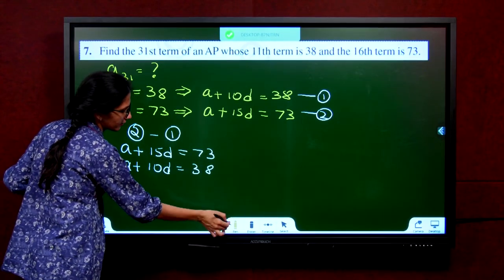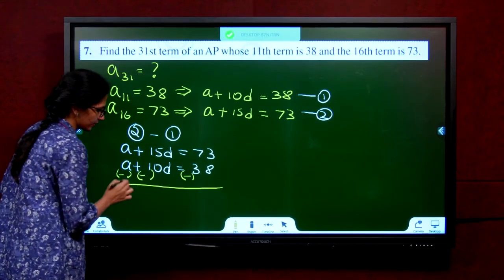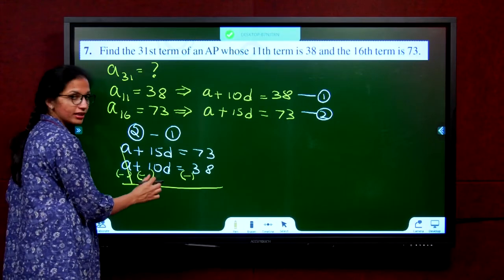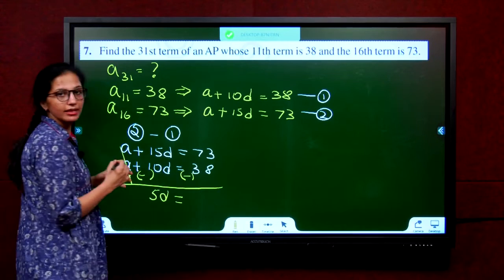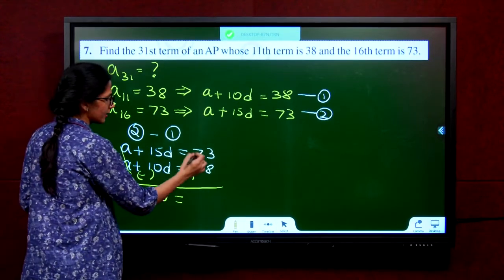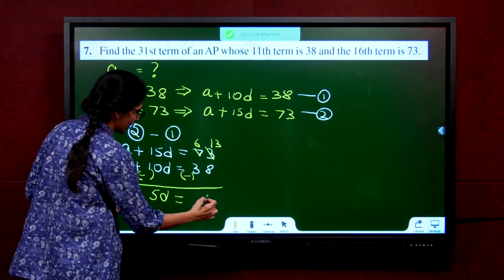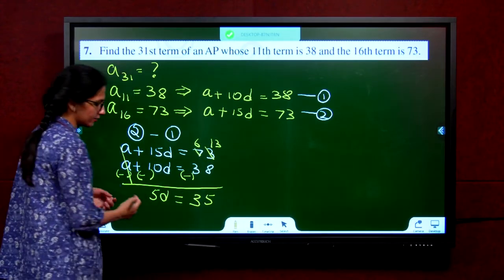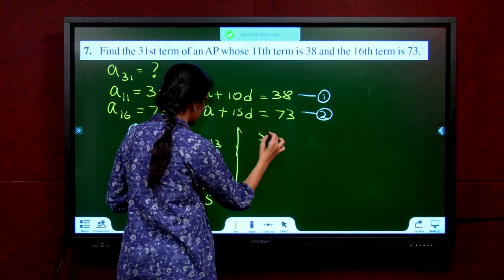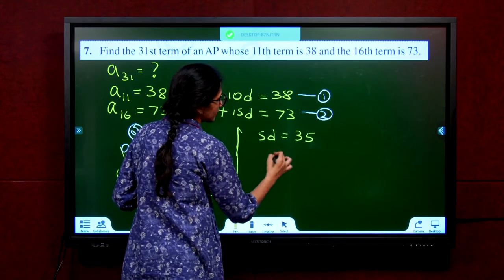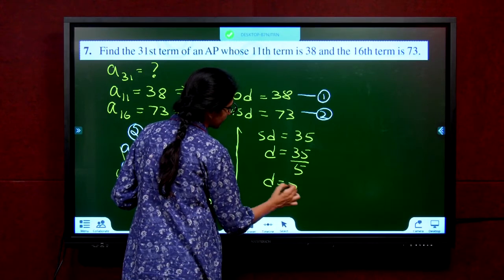Change the signs. Minus, minus, minus. A and A cancels. 15 minus 10, 5D is equal to 73 minus 38. 3 minus 8 can't do, so this will become 13. 13 minus 8, 5. 6 minus 3, 3. 5D is equal to 35. So 5D is equal to 35. D is equal to 35 by 5. D is equal to 7.